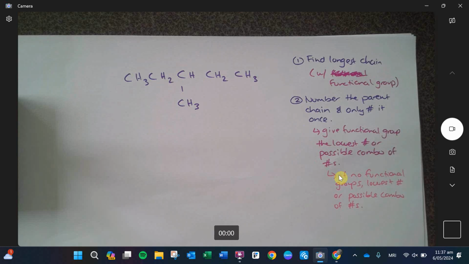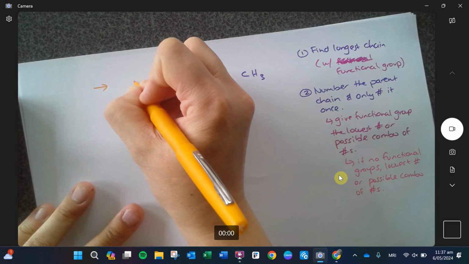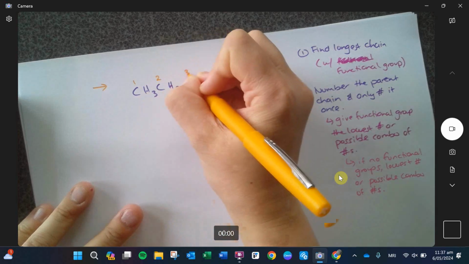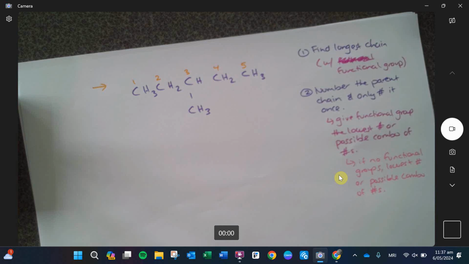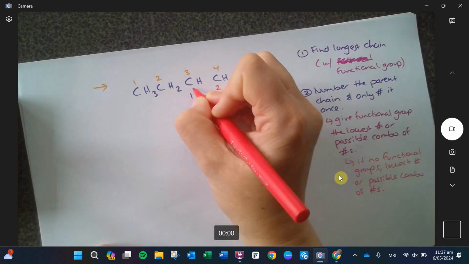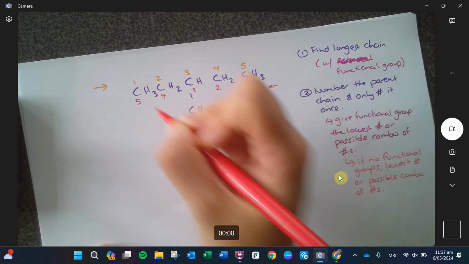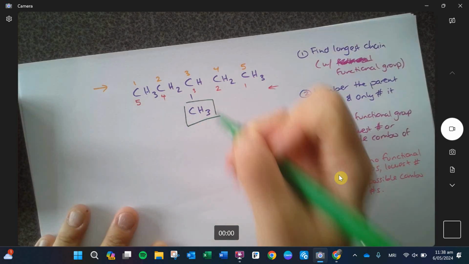All right, let's look at our organic molecule and let's number it in both directions to see if it affects this guy over here. If you think ahead, you can already see that it's not going to, but let me just show you. So if I number it going in this direction, that's carbon 1, that's carbon 2, that's carbon 3, that's carbon 4, that's carbon 5. If I number it in the opposite direction, that's number 1, that's number 2, that's number 3, that's number 4, that's number 5.